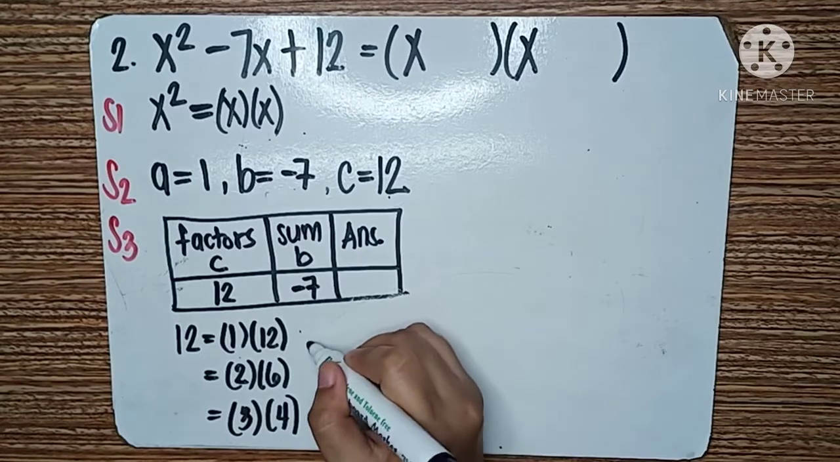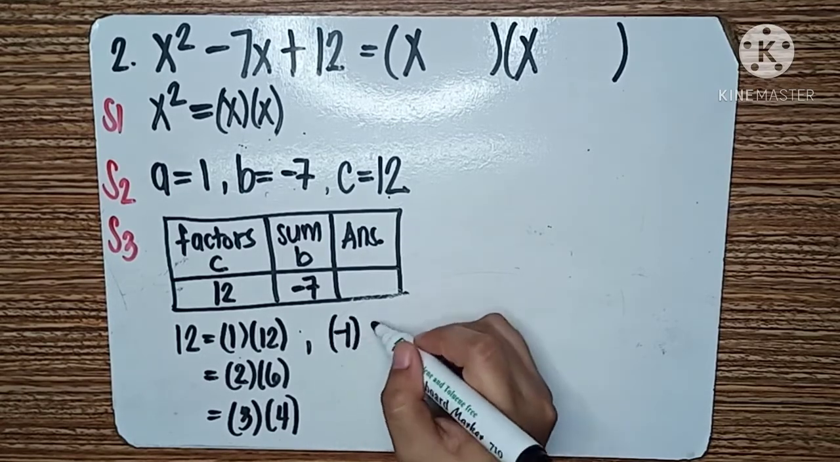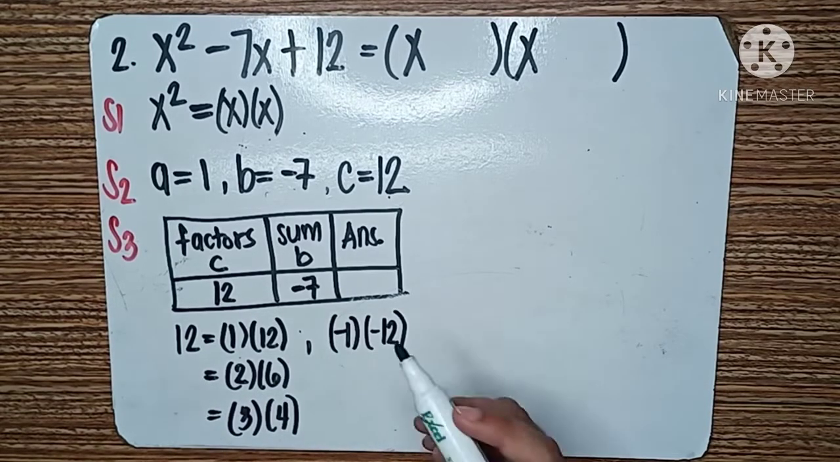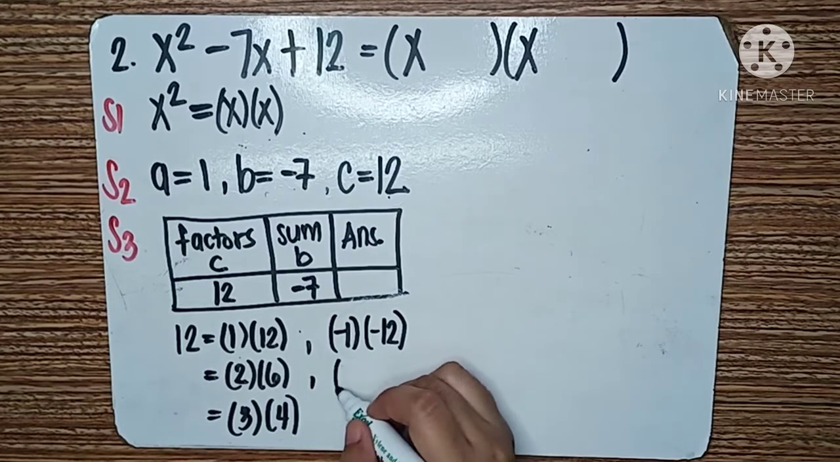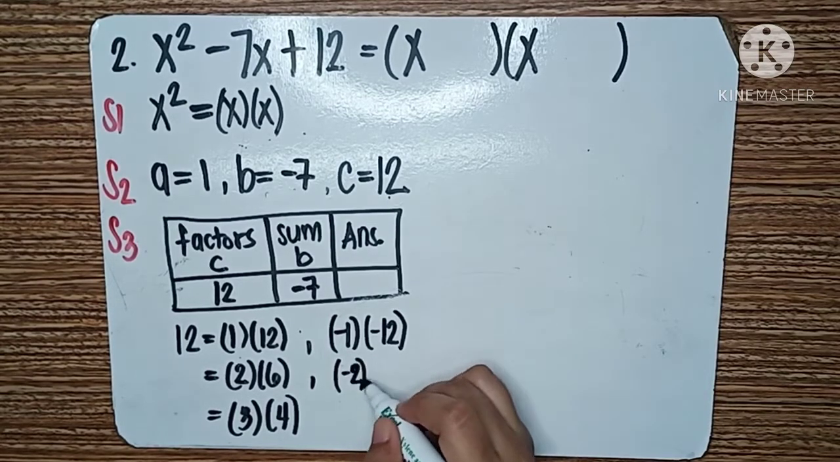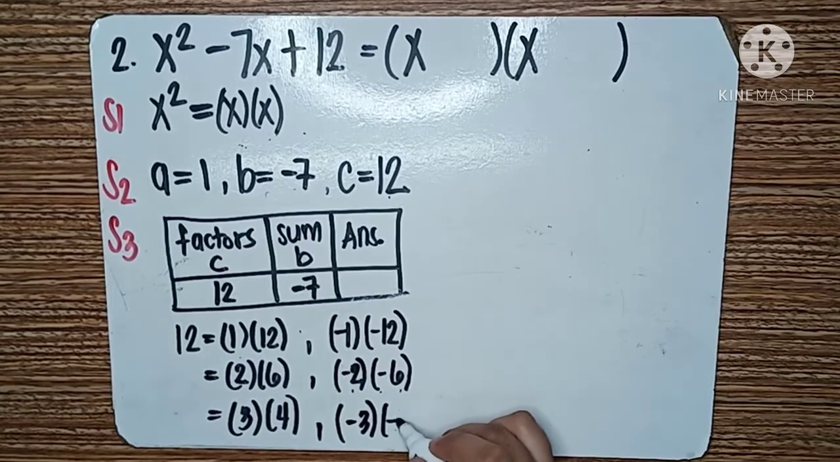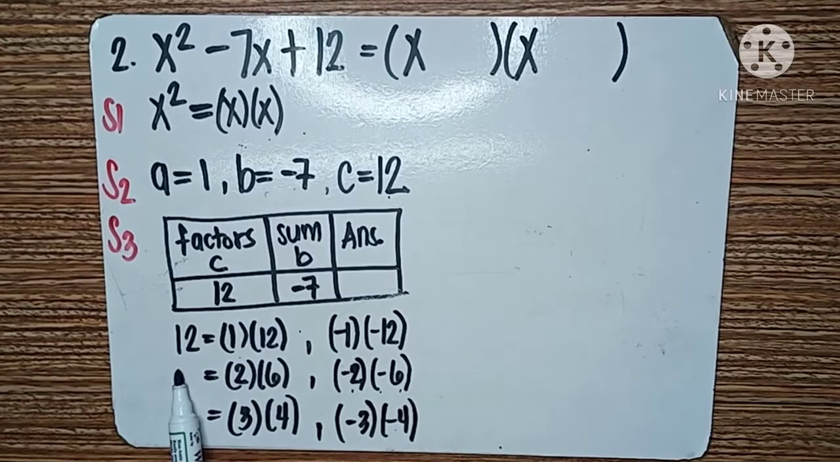So, isip tayo ng other factors of 12. Ano sa palagay ninyo? Negative 1 and negative 12, because negative 1 times negative 12 is equal to positive 12. Negative times negative is positive. Another factor is negative 2 and negative 6. Negative 2 times negative 6 is equal to positive 12. Another factor is negative 3 and negative 4. So, negative 3 times negative 4 is positive 12.